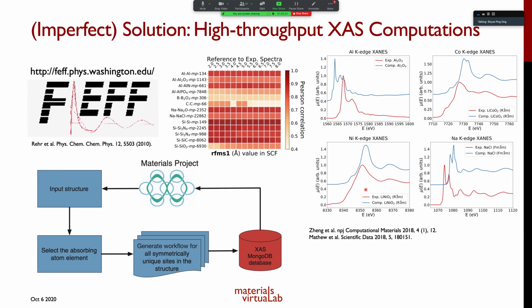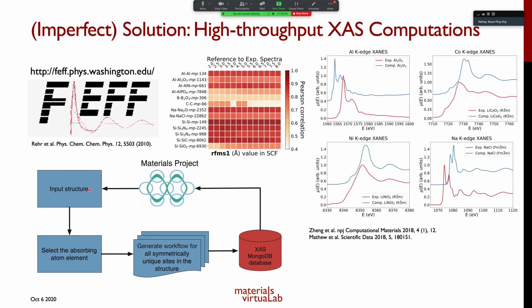So the imperfect solution to solving the data problem is, of course, to just rely on high throughput computations. The code that we use is the FEFF code, which is developed by John Rehr at the University of Washington. Using the FEFF code, we first did some benchmarking. We benchmarked various parameters in the calculations to determine what set of parameters would most reliably give us a converged result for a different set of structures. And we then created an automation workflow, which is shown on the bottom right over here.